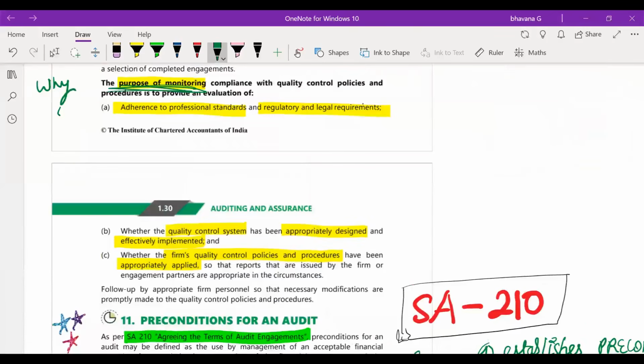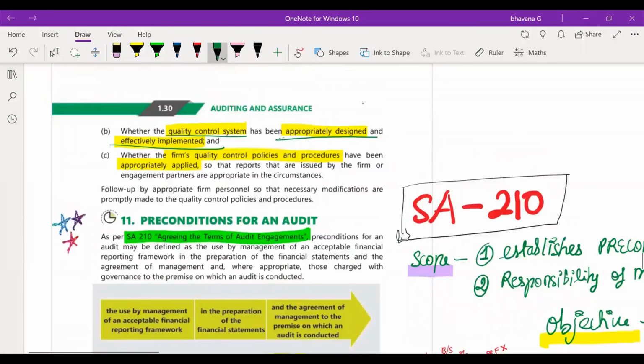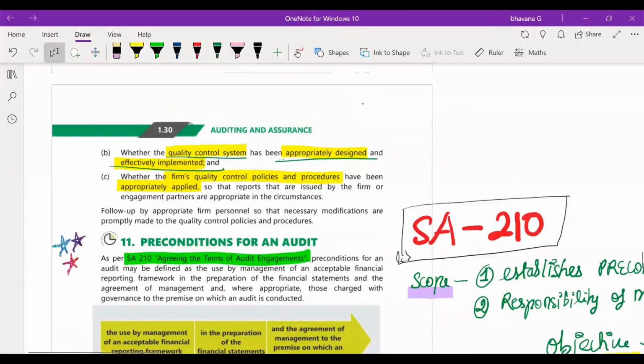The purpose of such monitoring is given here in three points. The first purpose is adherence to professional standards and regulatory and legal requirements. So it is a legal requirement or a professional standard that you have to monitor, so you monitor. Next is whether the quality control system has been appropriately designed and effectively implemented. So whenever you monitor, you will be able to understand whether the quality control system is effectively designed and implemented.